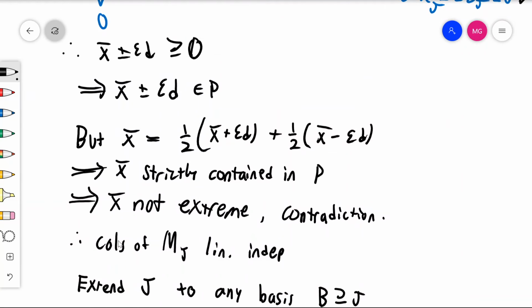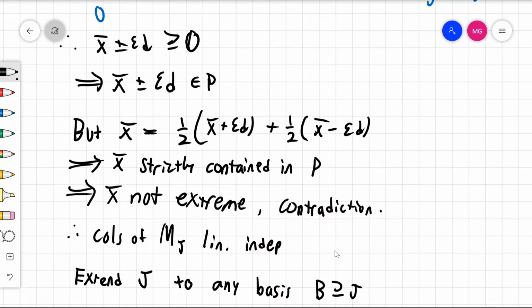And so therefore, the columns of m sub j must be linearly independent, because that's the thing that made this all go wrong. When we assumed that those columns of m sub j were linearly dependent, we got this null space vector for the overall matrix M, and then we could perturb points in the direction of that null direction, and that contradicted the fact that x bar was supposed to be extreme. So actually, that null direction couldn't have existed in the first place, so the columns of m sub j must actually be linearly independent.